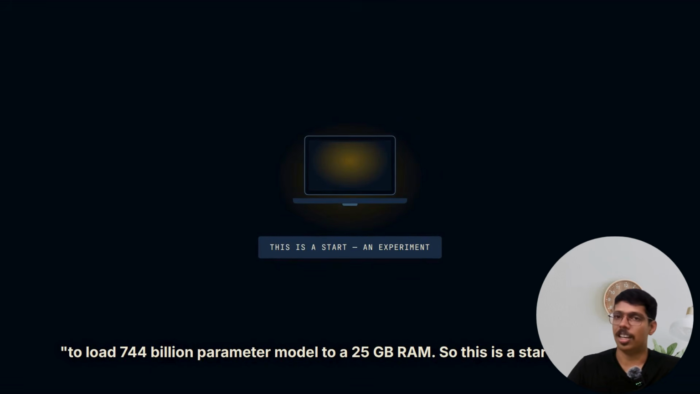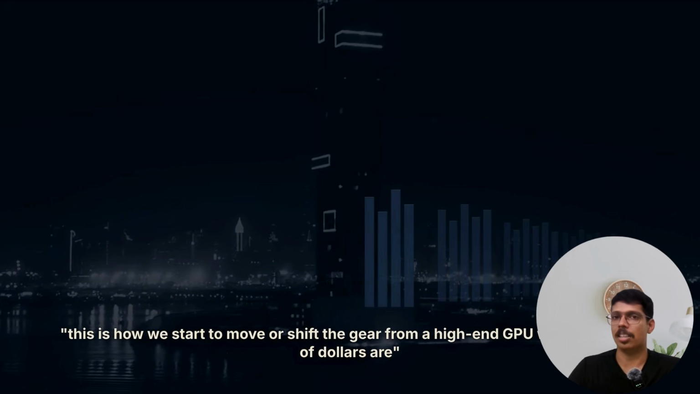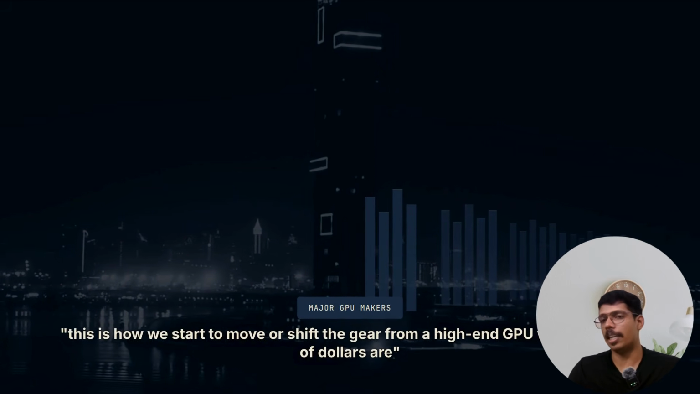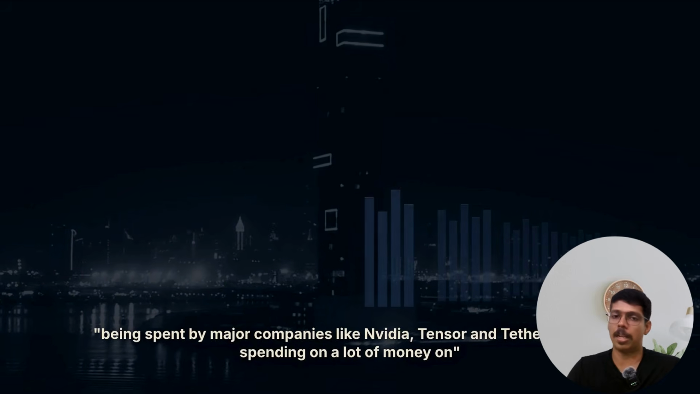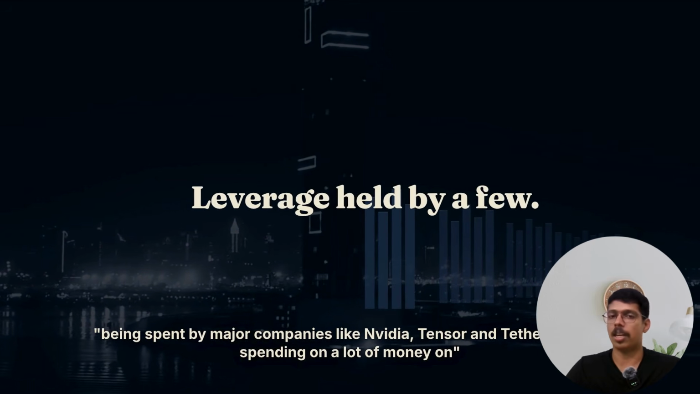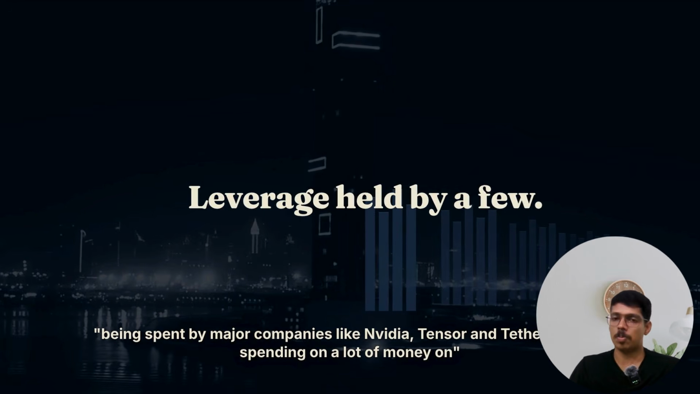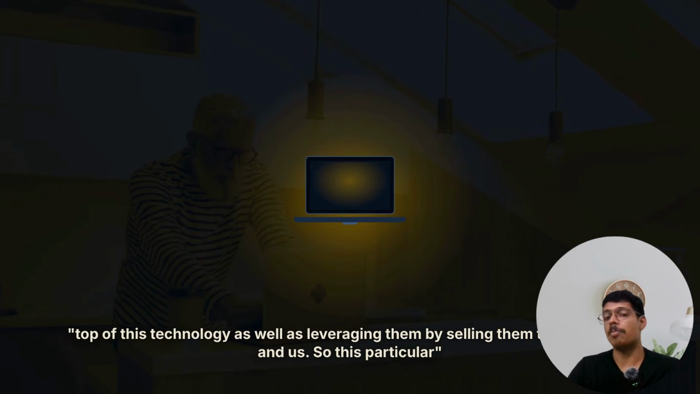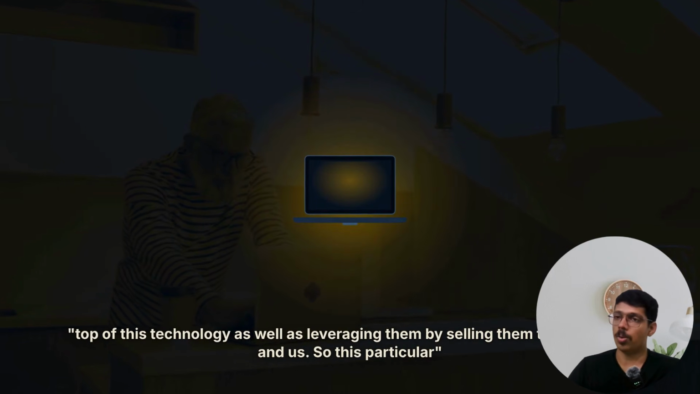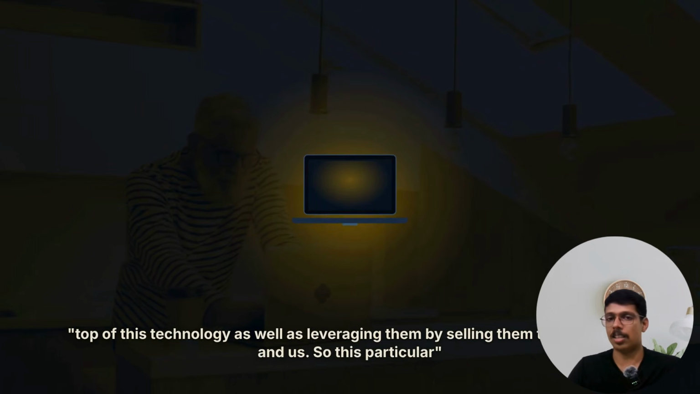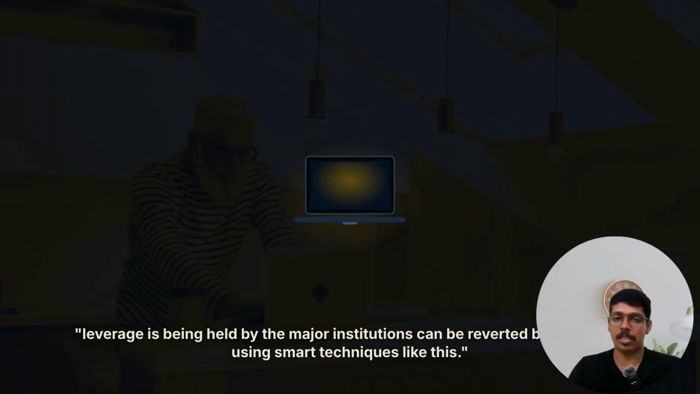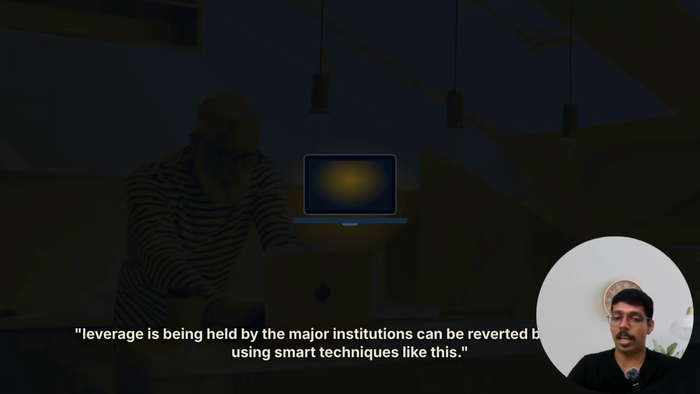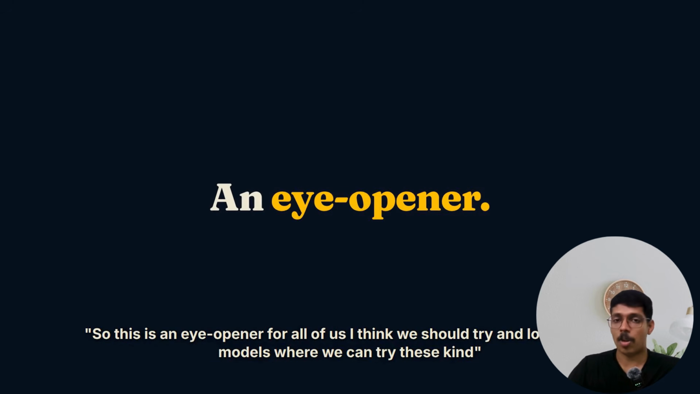So this is a start, to be frank. This is how we start to shift the gear away from high-end GPUs, where millions of dollars are being spent by major companies like Nvidia, Tenstorrent, and others who are spending a lot of money on this technology, as well as leveraging it by selling it to companies and us. This leverage held by the major institutions can be reverted back to us by using smart techniques like this. So this is an eye opener for all of us.